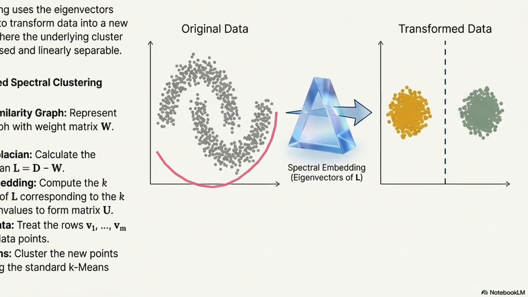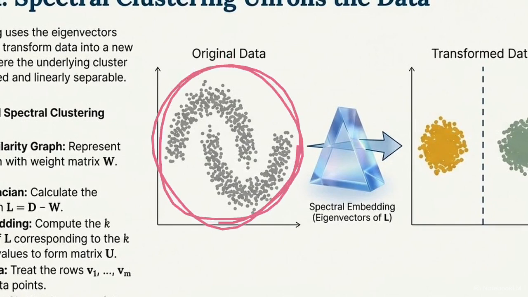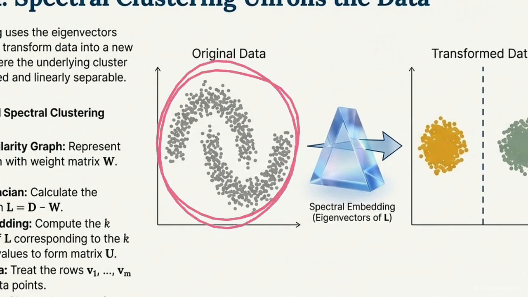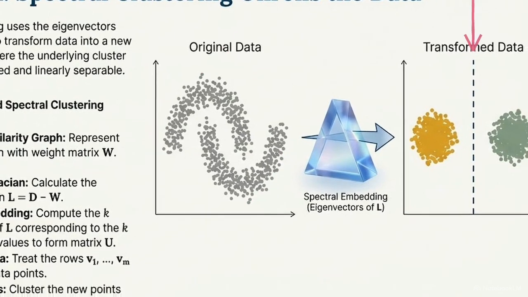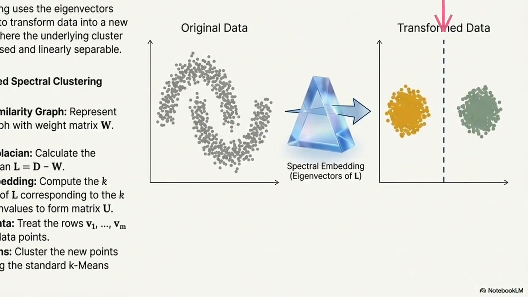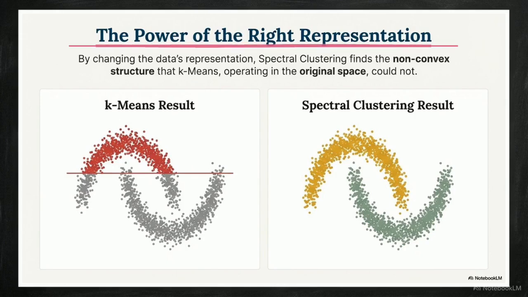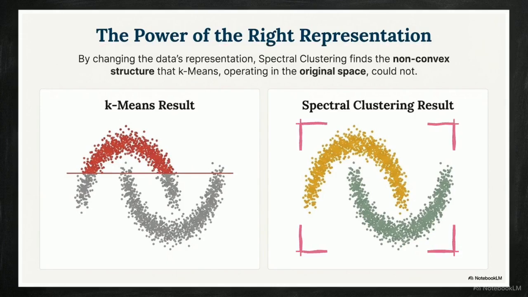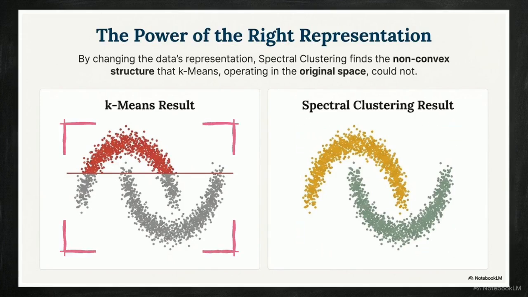This process essentially unrolls the data from its original tangled shape into a new representation where the two groups are neat, easily separable blobs. This side-by-side comparison proves the power of using the right representation. By shifting from geometry to connectivity, spectral clustering uncovers the non-convex structure that the original k-means algorithm could not see.